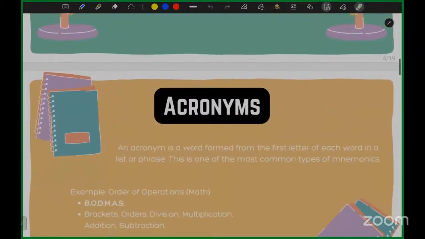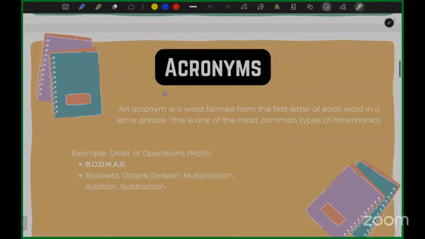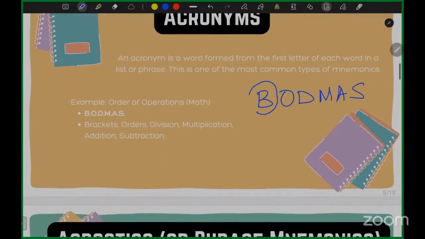Now the first type of mnemonics is called acronyms. From the lower part of our schooling studies, we all know in mathematics there's a concept called BODMAS. As our teachers used to teach us, what comes to our mind generally? BODMAS means B denotes bracket, O denotes orders, D denotes division, M for multiplication, A for addition, and S for subtraction.